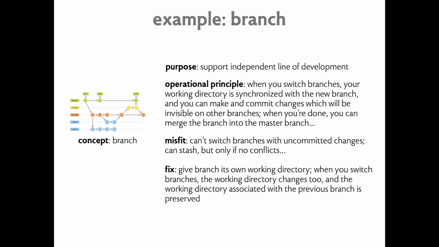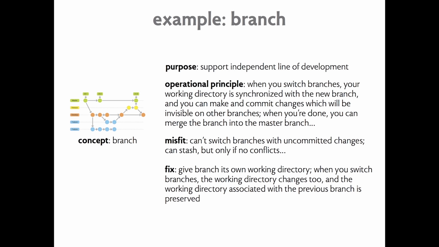The purpose, we believe, of the concept of a branch in Git is to support an independent line of development. And the operational principle is something like this. When you switch branches, your working directory gets synchronized with the new branch, and you can make and commit changes that will then be invisible on other branches. And when you're done, you can merge the branch back into the master branch, or whatever branch it is.